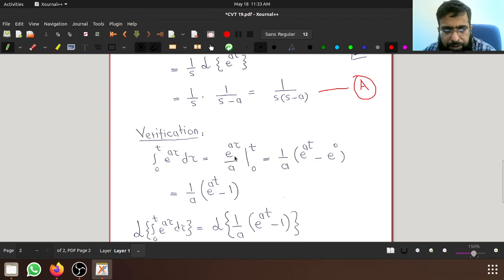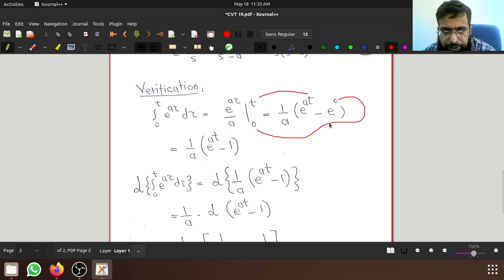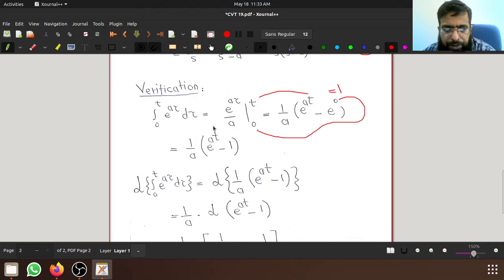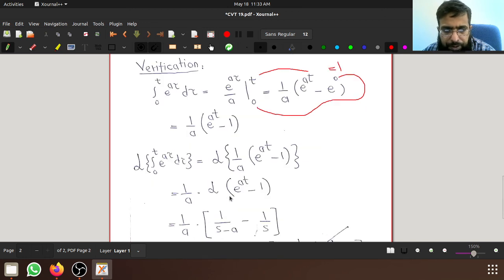Right, e to the a tau divided by a is the integral, and the limits are from 0 to t, and 1 over a times e to the a t minus e to the 0. This is the first limit put, this is the second limit put, the upper limit, the lower limit, and e to the 0 is 1. We know that e to the 0 is 1. So this is 1 over a times e to the a t minus 1. And now we are going to find out the Laplace transform for this integral.